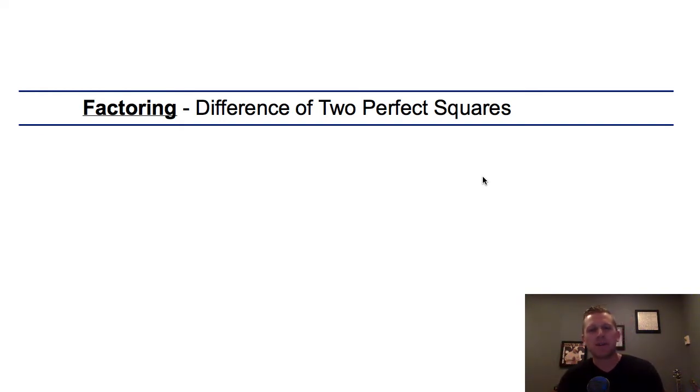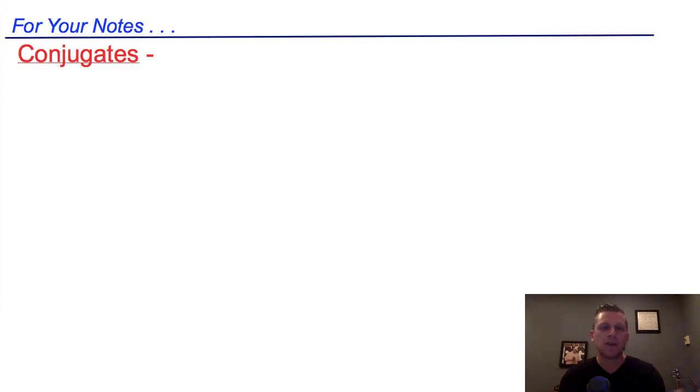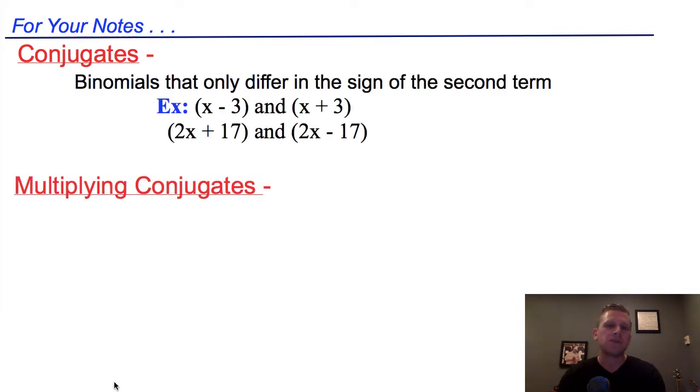What we're going to be talking about today is factoring again, but specifically factoring using the difference of two perfect squares. Before we get into how to factor the difference of two perfect squares, what we should talk about is what you're going to get when you do this type of factoring. What you'll always get is what's called conjugates. Conjugates are a special type of binomials. They're binomials that only differ in the sign of the second term.